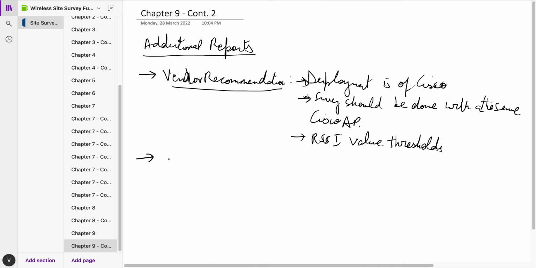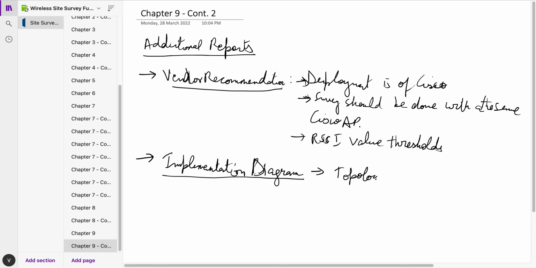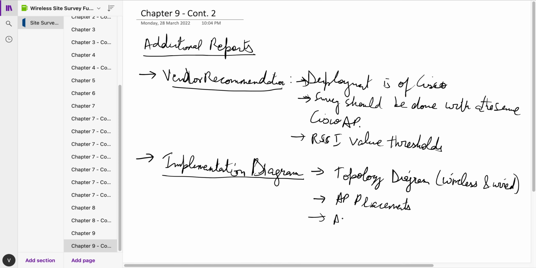The next thing that you can share with them is the implementation design or implementation diagram. In the implementation diagram, we basically have to give them a topology diagram, not just the Wi-Fi one, but the wired one as well, so that they understand that we understand their entire network. In this, you can also tell them about the AP placements, AP connection to switches.